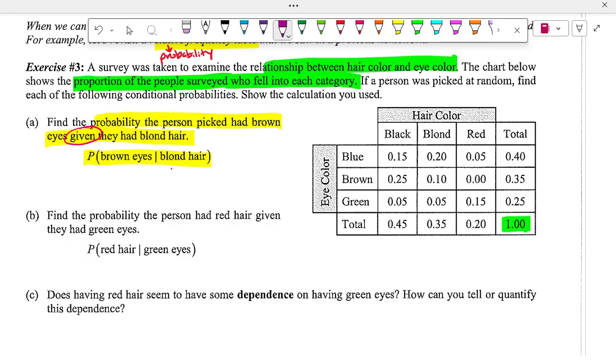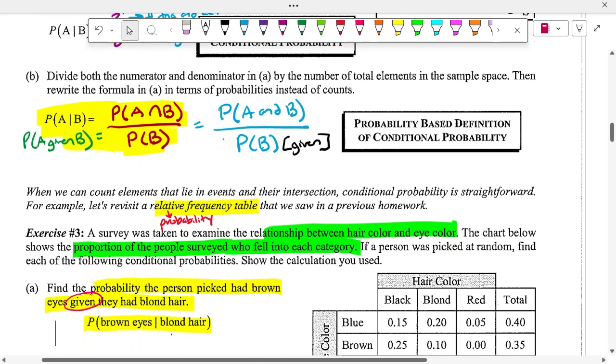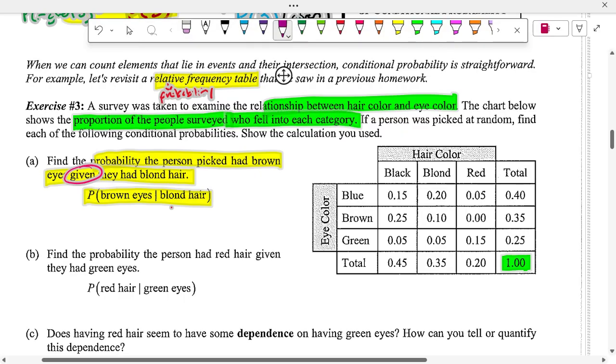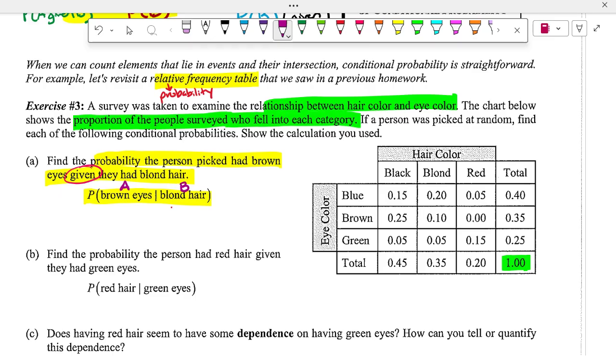Okay, hold on. First off, let's just write this out as a formula using the formula up here, but using these two events. So let's say that brown eyes was event A, blonde hair was event B. If you use the formula that we just got in the previous question, what are we finding in the numerator? The probability of what in terms of the events? Brown eyes and blonde hair, over what? The probability that they have blonde hair.